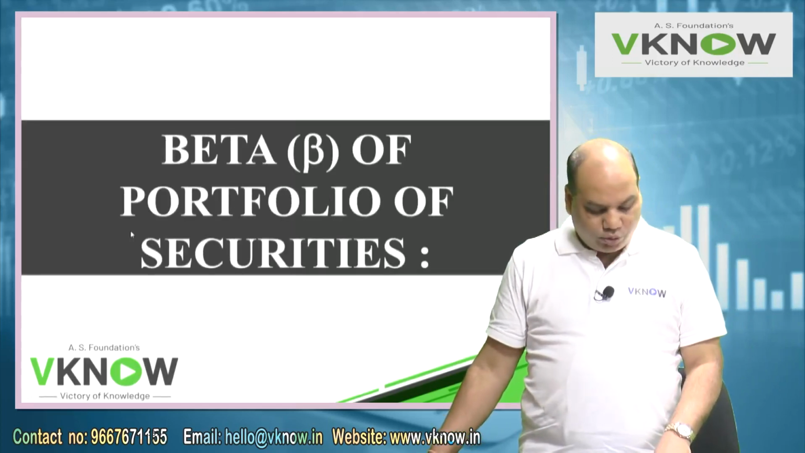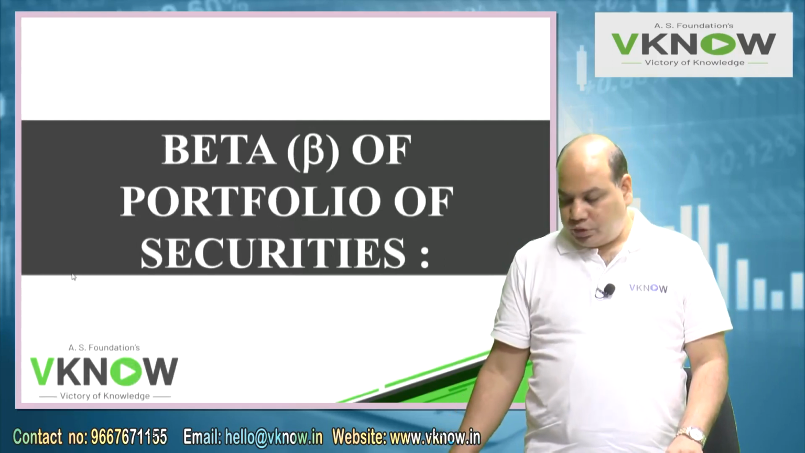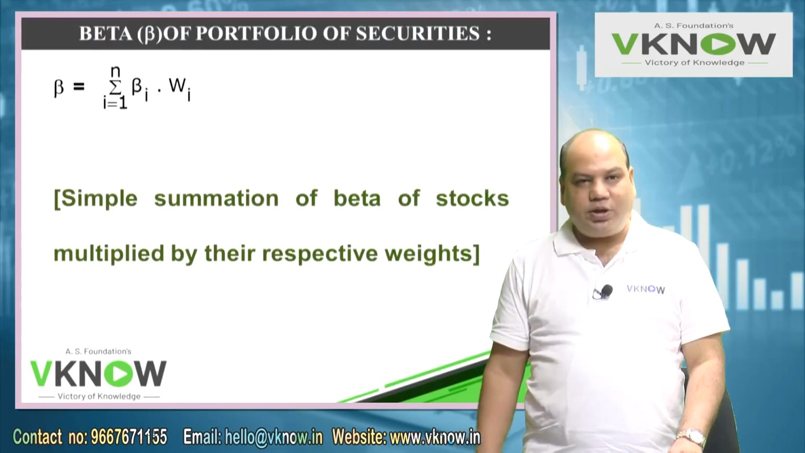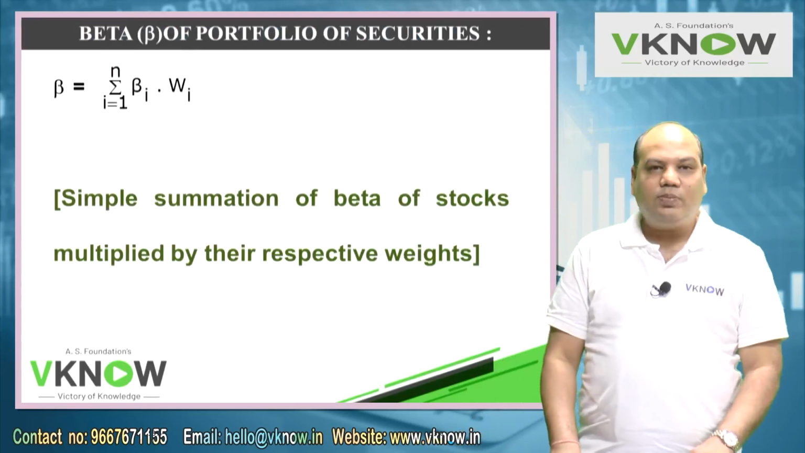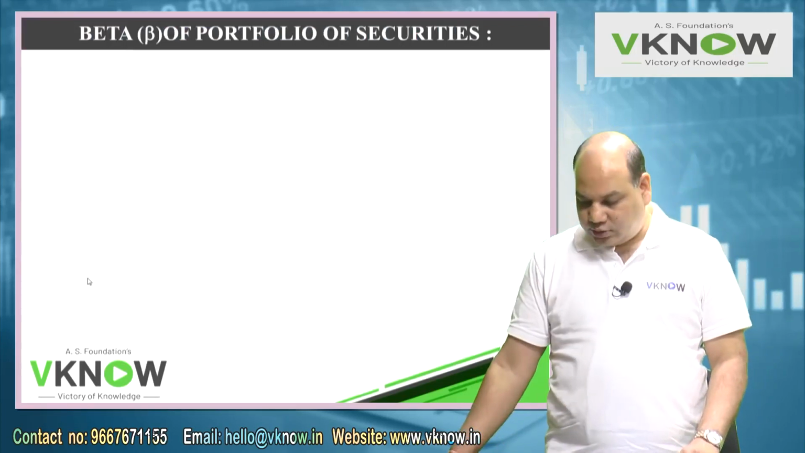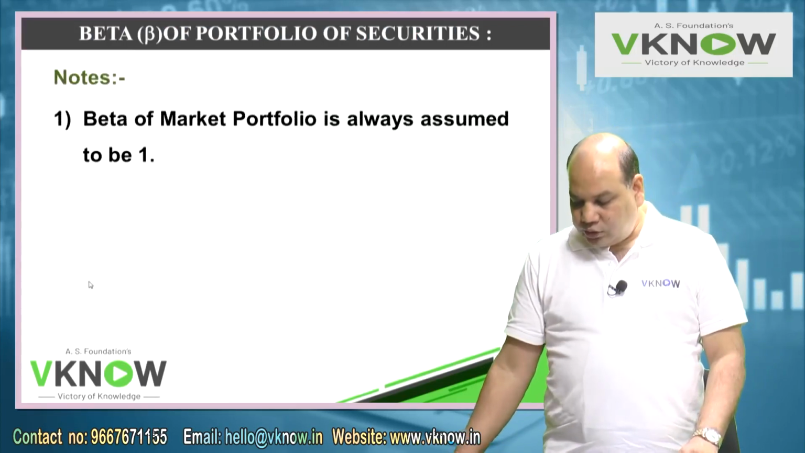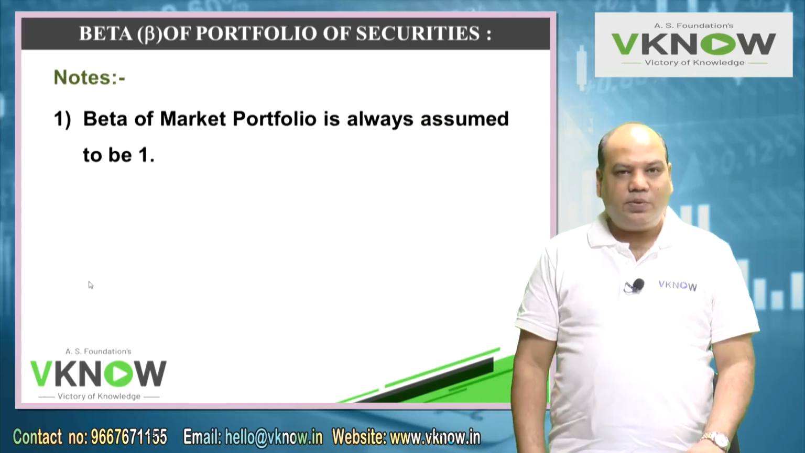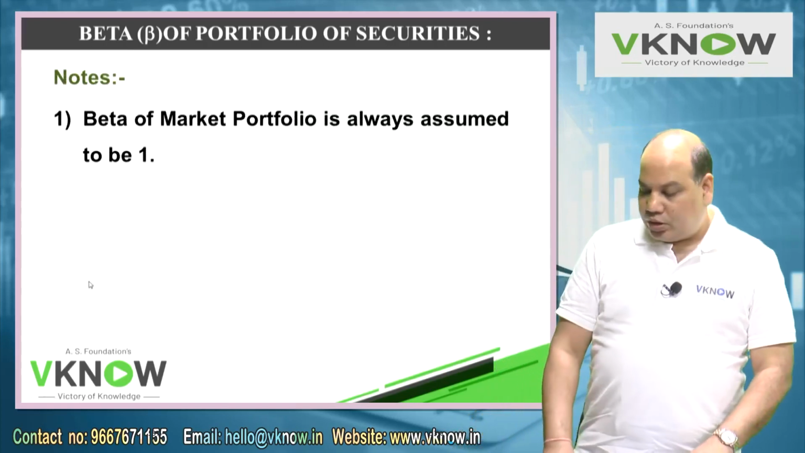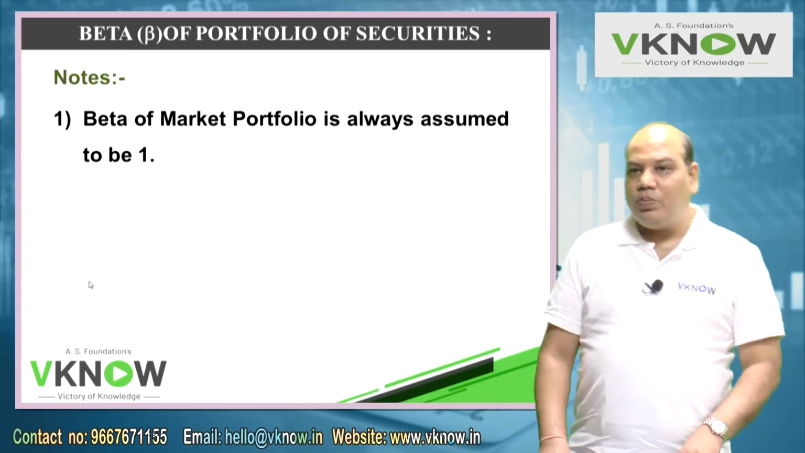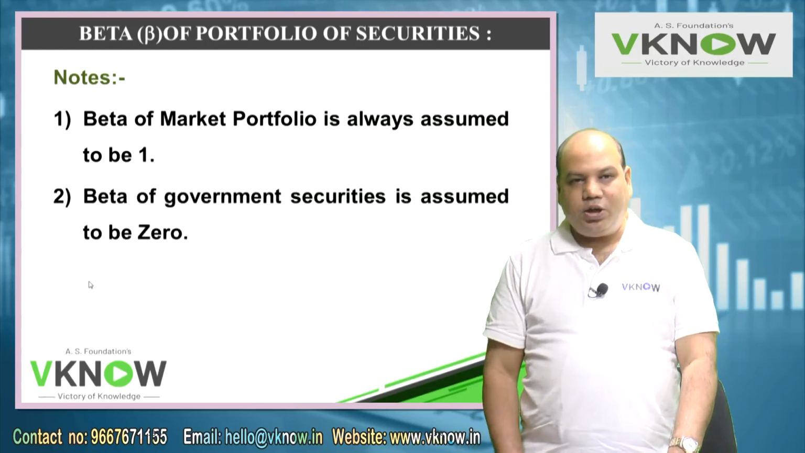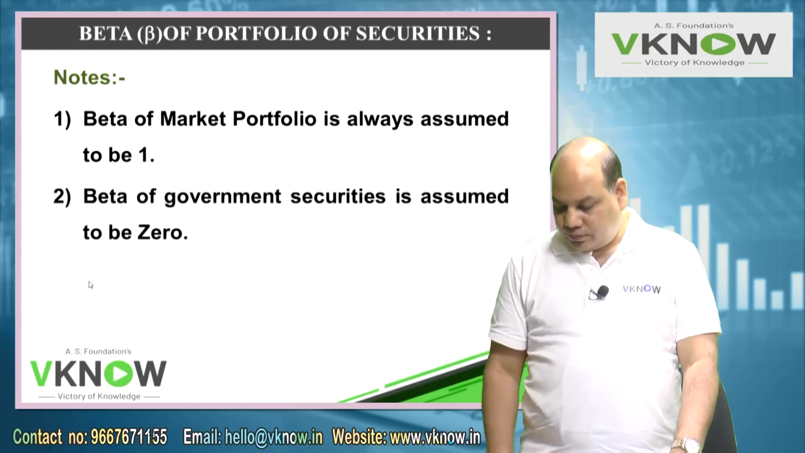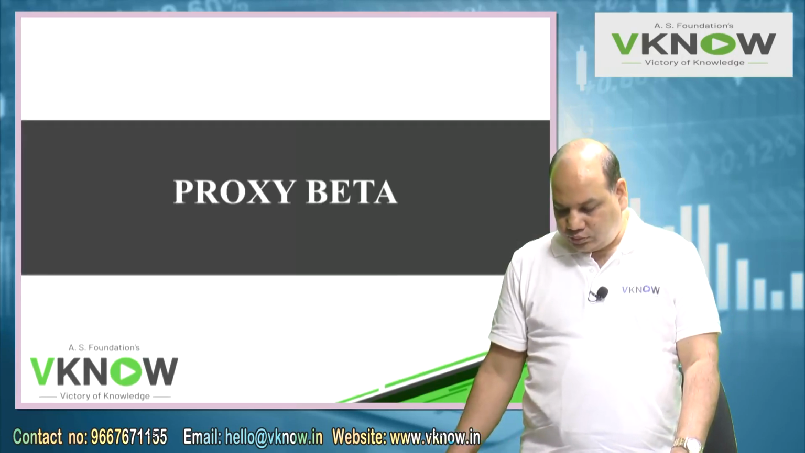And how do we compute the beta of the portfolio? Beta of the portfolio is the weighted average beta. It is a simple summation of beta of the stock multiplied by their respective weights. Certain important points to be kept in mind in this chapter. Whether they mention or not, beta of the market portfolio is 1. Beta of the risk-free security is 0.